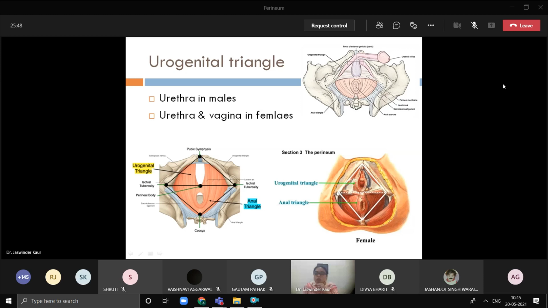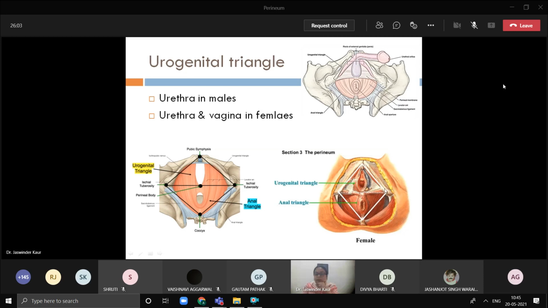Right? So this one is a urogenital triangle. In male, it is the urethra, and in the female, it is the urethra and the vagina. So these are the structures present in the urogenital triangle.